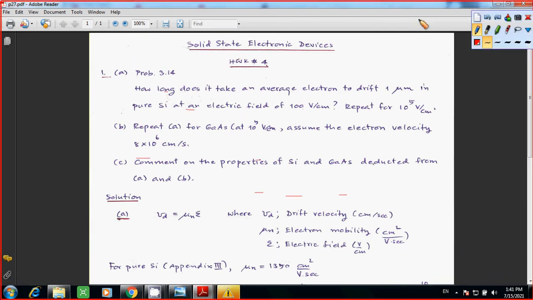Your first problem: how long does it take an average electron to drift 1 micrometer in pure silicon at an electric field of 100 volt per centimeter? Also repeat for an electric field equal to 10 to the 5th volt per centimeter. B, repeat A for gallium arsenide at the electric field 10 to the 5th volt per centimeter. Assume the electron velocity is 10 to the 6th centimeter per second. Comment on the properties of silicon and gallium arsenide deduced from A and B.